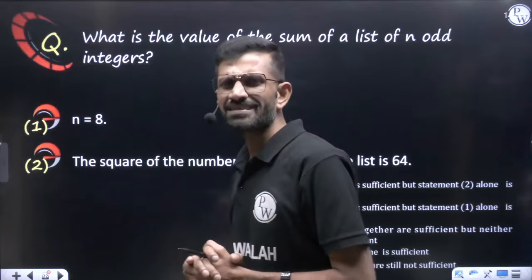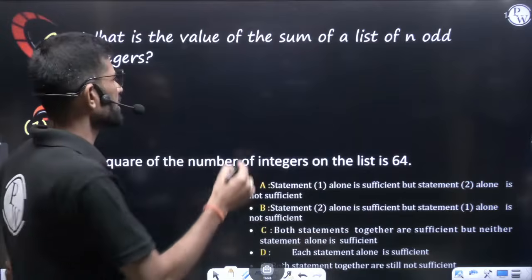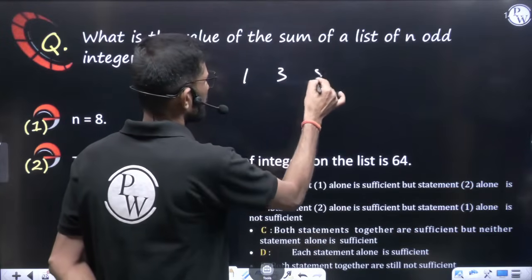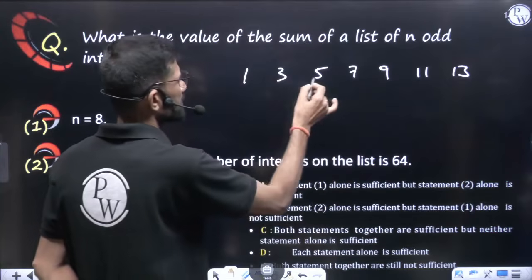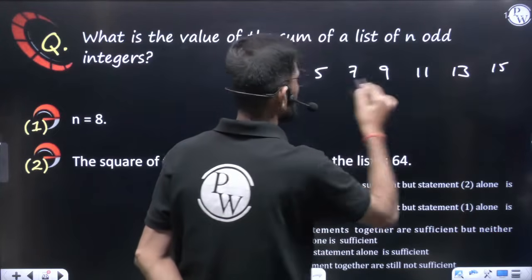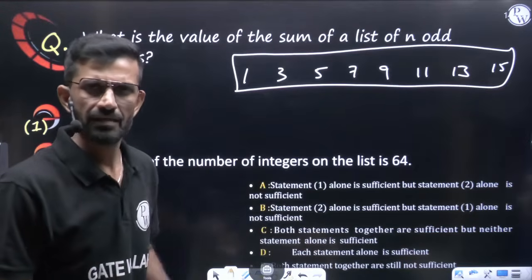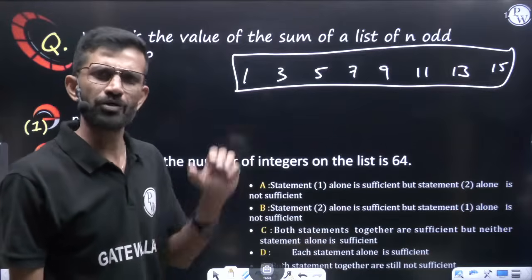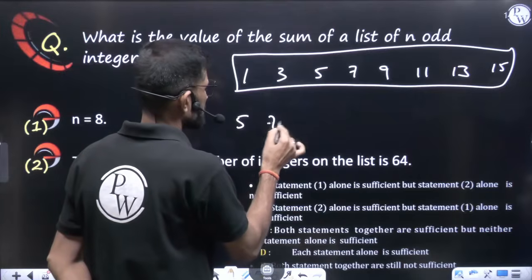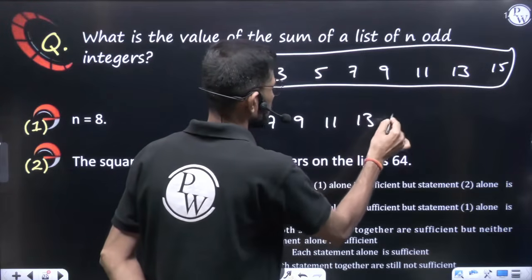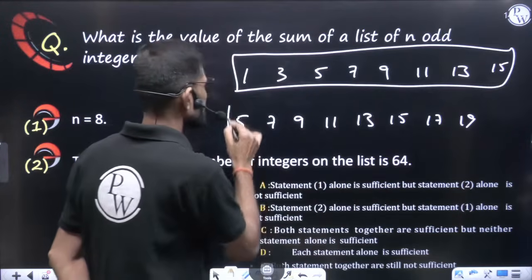Now, let us understand the first statement. They are saying 8 odd integers are there. Let us take 8 odd numbers: 1, 3, 5, 7, 9, 11, 13, 15. All odd integers. We'll get the sum of this. Am I right? We can find the sum of this. These are the 8 odd integers. We can get it using a formula or anything. But if the odd integers are like this: 5, 7, 9, 11, 13, 15, 17, 19, for this also we can find the sum.